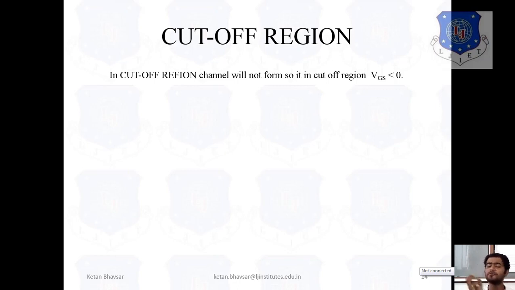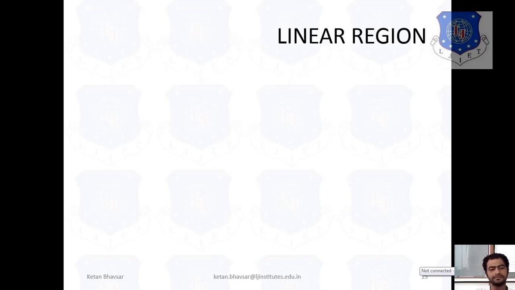Like silicon, if you provide below 0.7 volts, then the silicon will not conduct. So it's called the cutoff region.